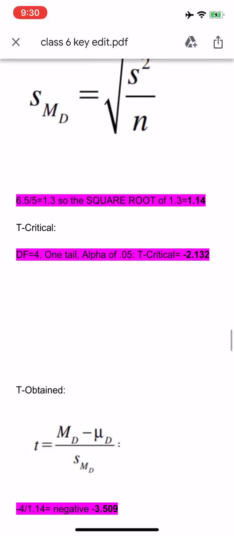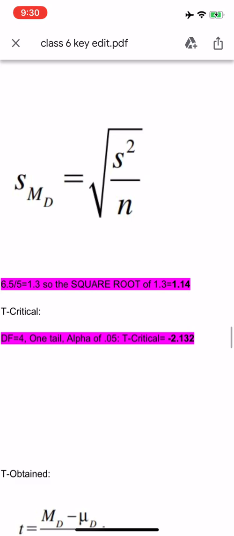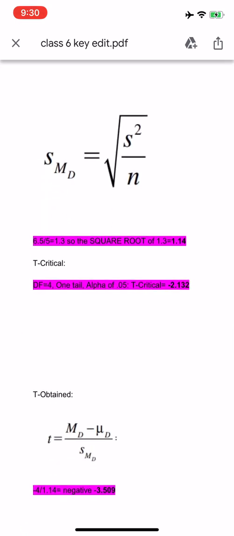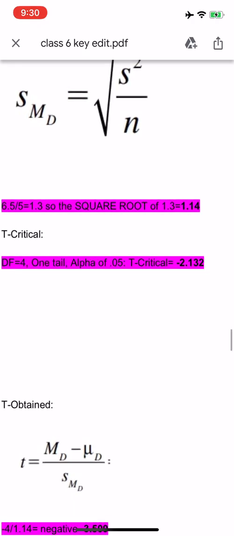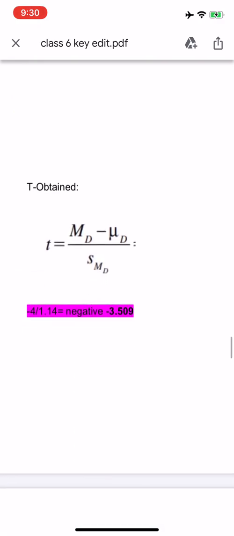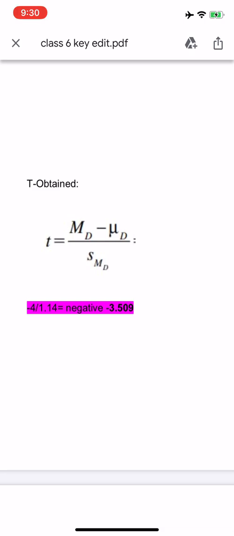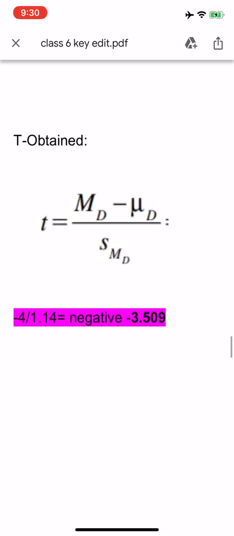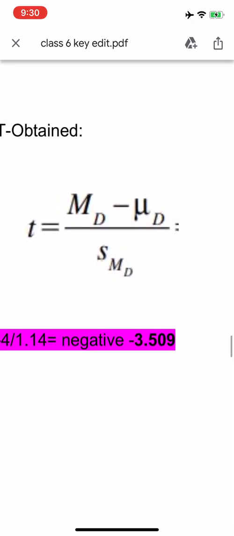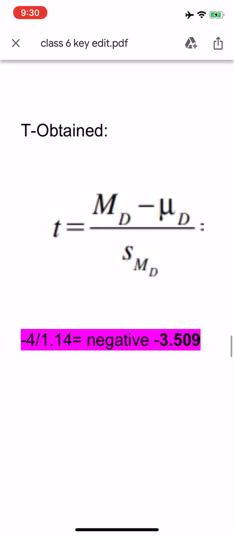So if you go to 0.05, 1 tail, df of 4, you'll get a 2.132, right? But we're looking to see if the drivers drive slower, so we are going to use the negative of that number, and your t critical will be negative 2.132. T obtained, similar to the independent test, the mean difference, which is the mu difference, the population mean difference, is under the null going to equal 0.